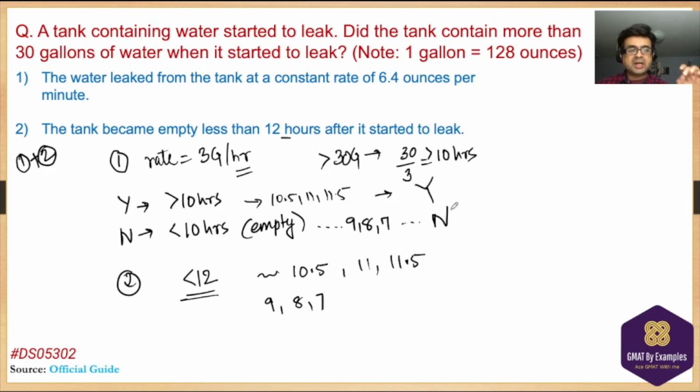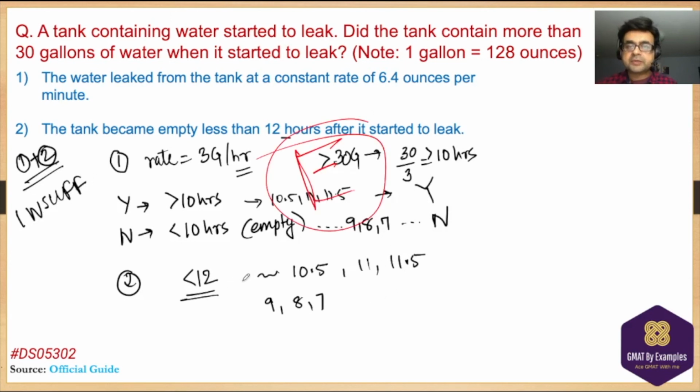Again, we come to a point where we cannot sufficiently answer a unique yes or no to the asked question, and when that happens, we call it insufficient. So when 1 and 2 are combined, we still get insufficient. Hence, the answer to this question is D. Neither of the statements, even together, is sufficient to answer the question.